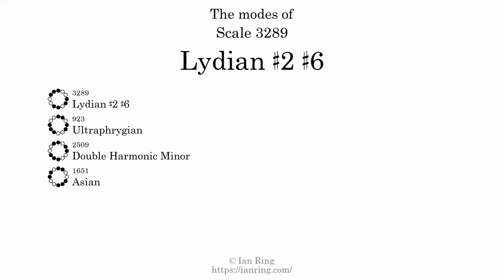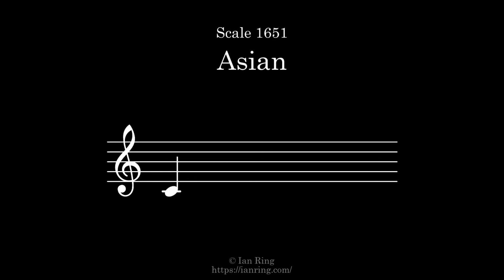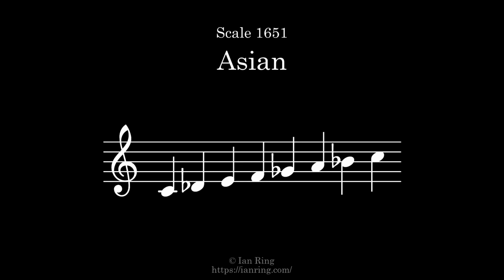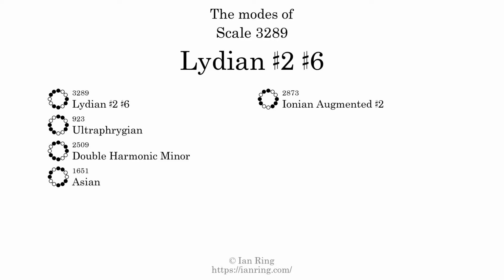The fourth mode is scale 1651, also known as Asian. It sounds like this. The fifth mode is scale 2873, also known as Ionian augmented sharp 2. It sounds like this.